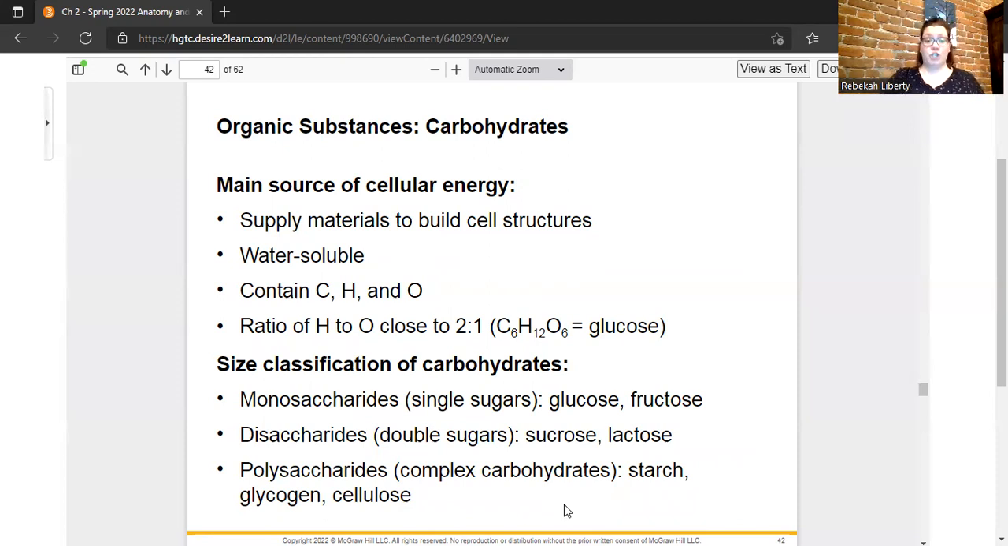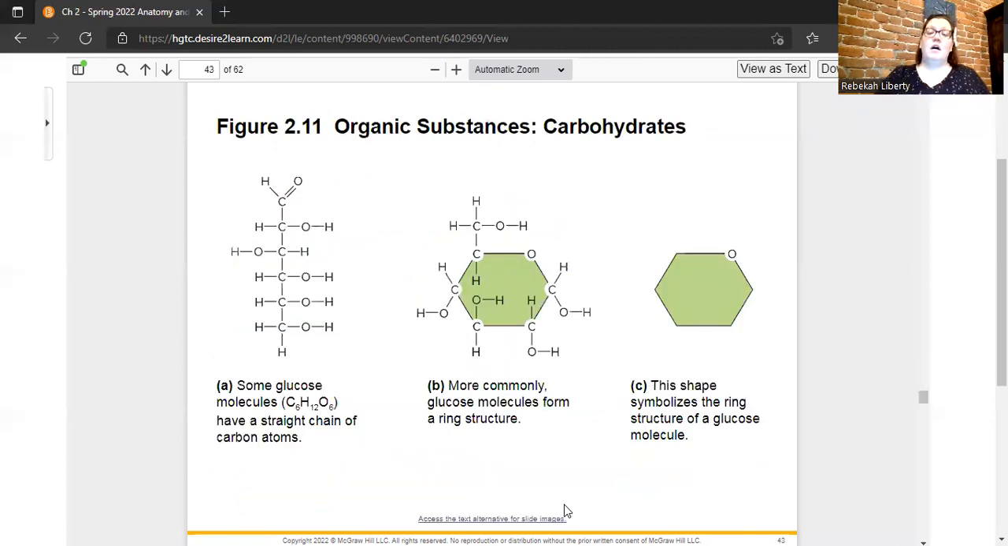So these are your sugars. Monosaccharides and disaccharides are things that taste sweet. And then our complex carbohydrates are our starches and our fibers. Those are things that don't taste sweet, but they will break down to glucose in our digestive system.